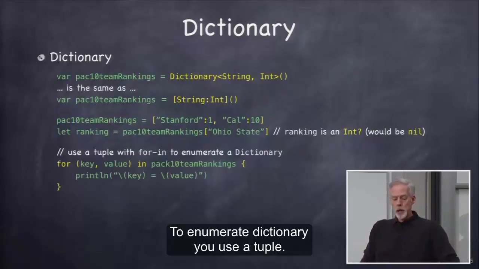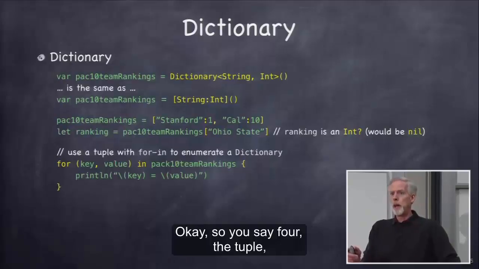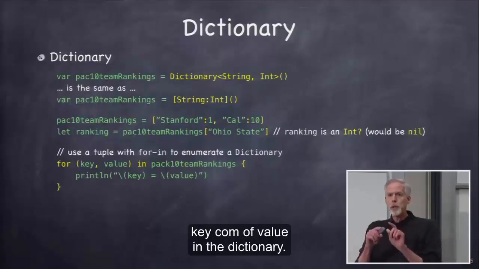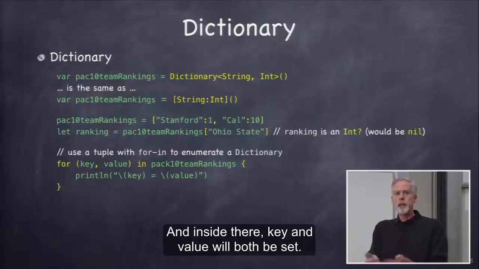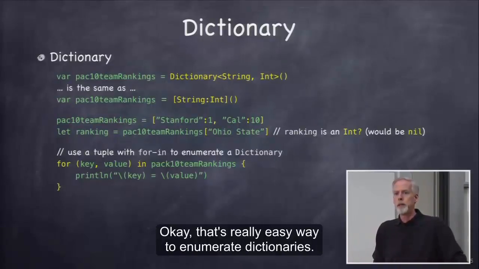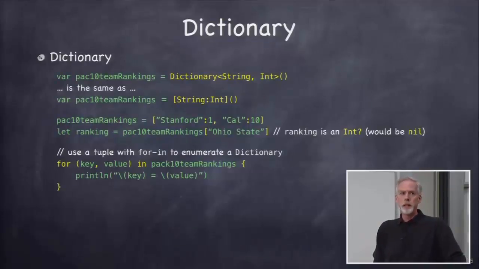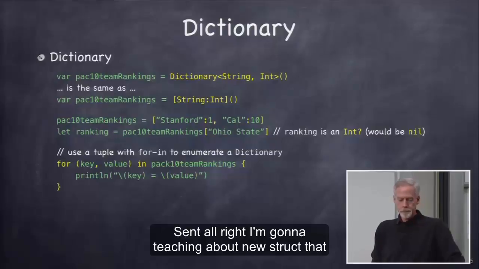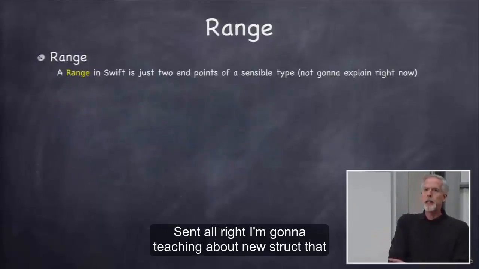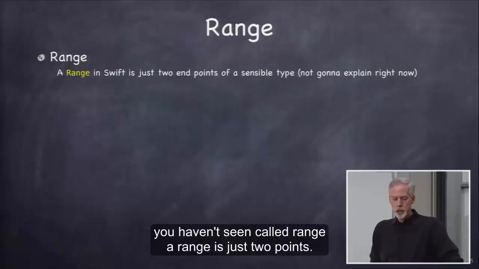To enumerate a dictionary, you use a tuple. Okay, so you say for the tuple key comma value in the dictionary, and then inside there, key and value will both be set. So that's a really easy way to enumerate dictionaries. Make sense?